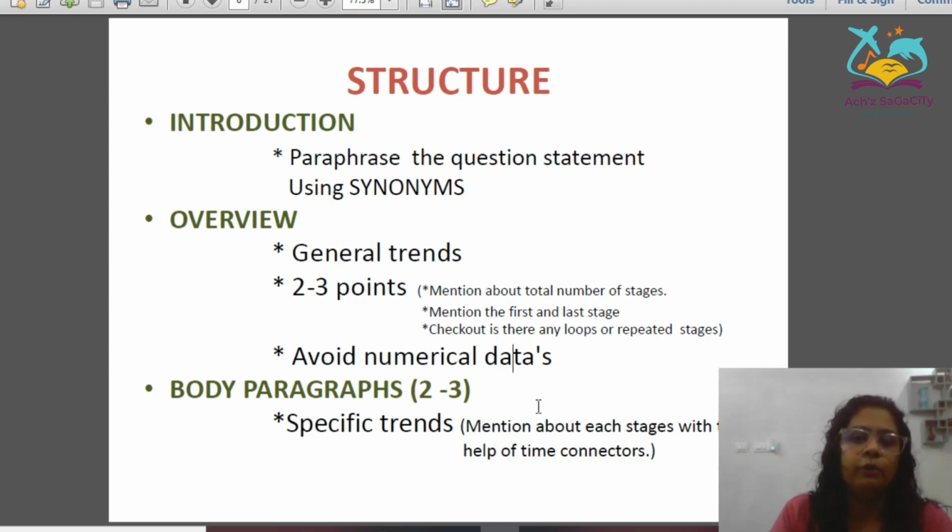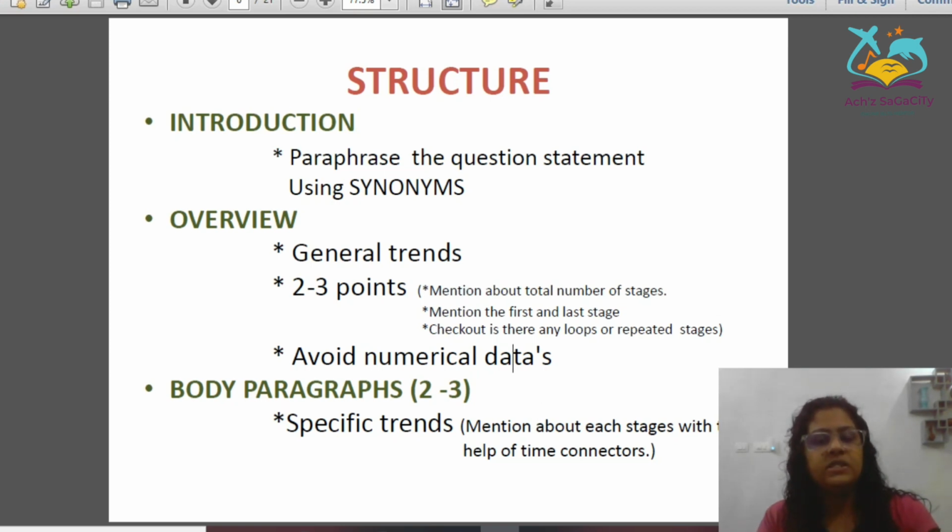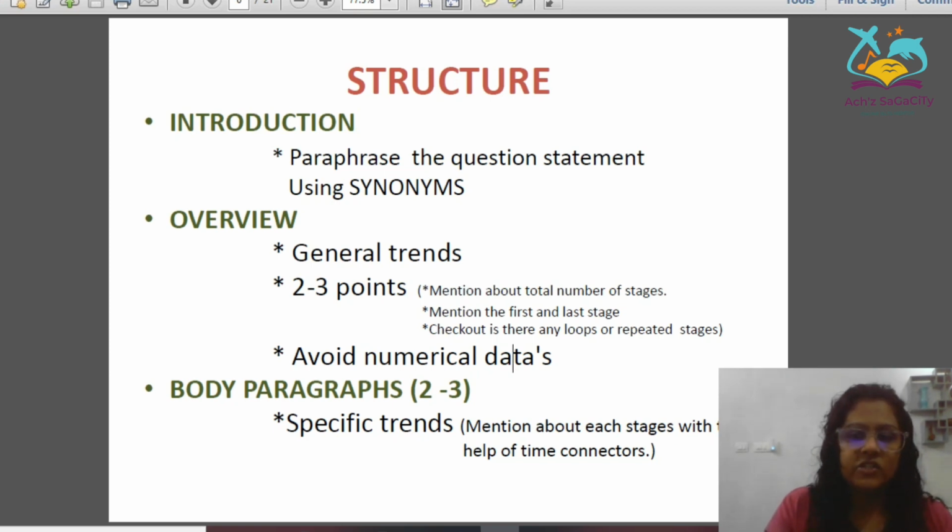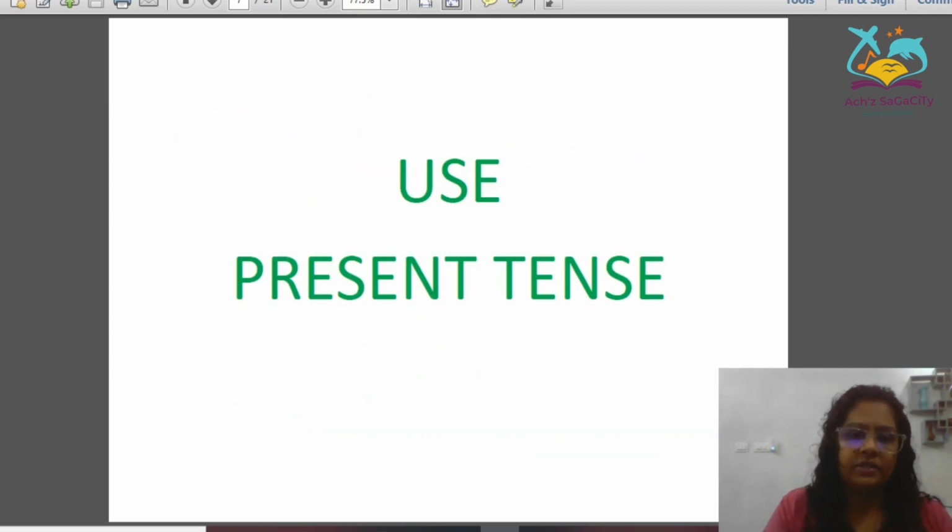So you should know what you mean by time connectors. They are the same as cohesive devices. Here in the process diagram, we will use cohesive devices to connect the stages, so we'll call them time connectors. Then after that, you should remember you need to use only one tense, that is present tense.